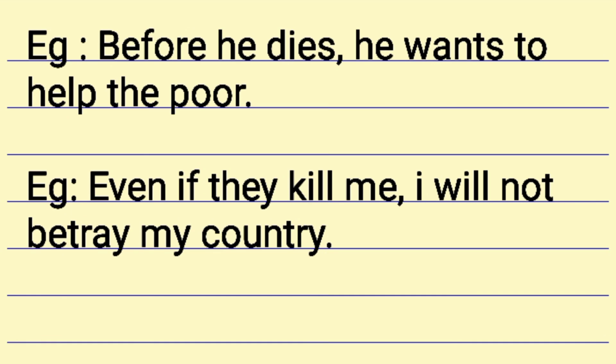Another example: even if they kill me, comma, because I want to use the dependent clause first and then the independent clause. So I must use the comma after the dependent clause, and then write the independent clause: even if they kill me, comma, I will not betray my country.